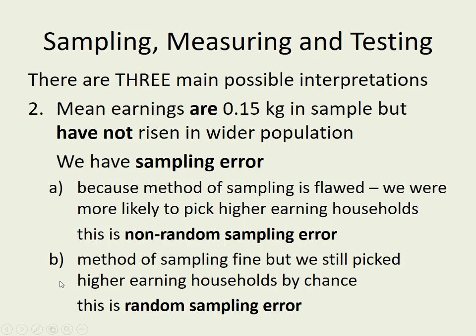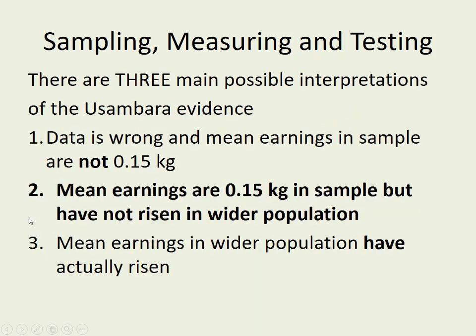B, well, here is the worst one because we did everything right by the book. We used a method of sampling that should, in principle, have given us a random selection without any bias in it. But just by chance, we happened to pick, say, higher earning households. And that's what we call random sampling error. So both those ways, random and non-random sampling error, would mean that even though we got the right numbers from the sample, it didn't represent the population, and in the population, in fact, earnings had not risen.